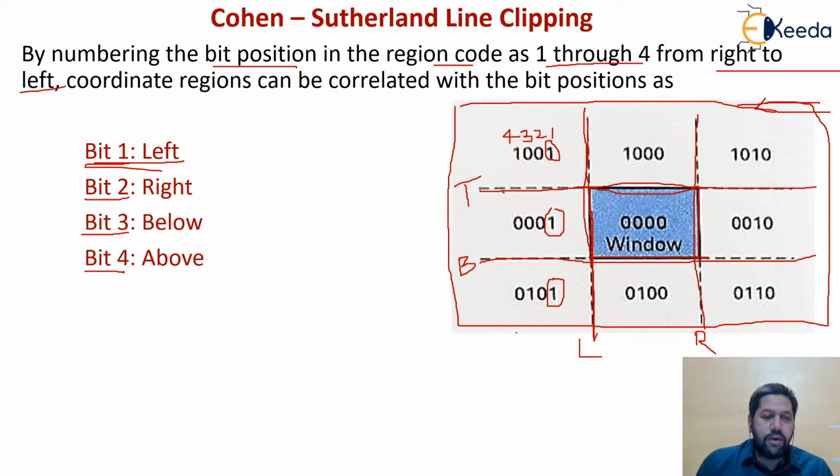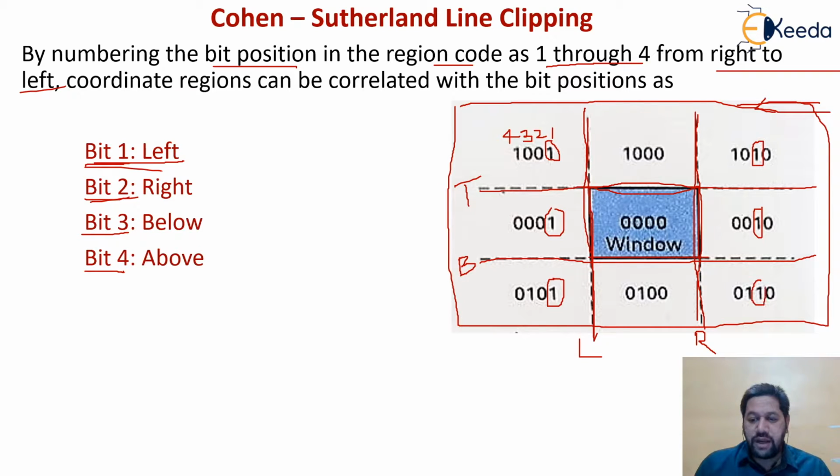Similarly, bit number 2 is set if the point is to the right side. This is my right edge of the window, and if the point lies beyond this right edge, then we are going to set this second bit. So this is my second bit set here. This is also my second bit, which is 1.